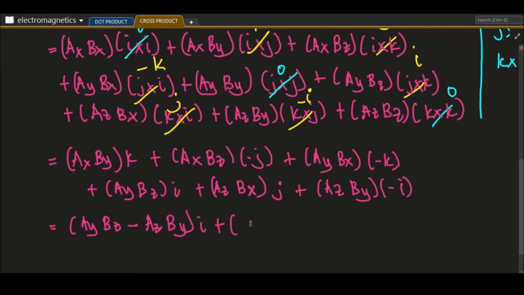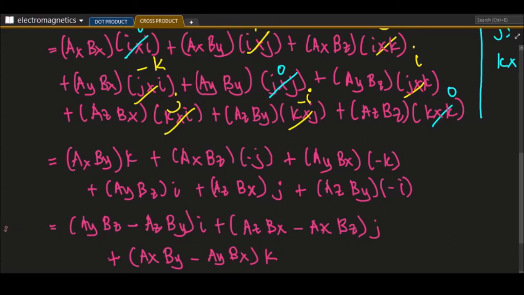We'll look for the positive j. So we have a sub z b sub x minus a sub x b sub z, times j, plus, now go for k, so we have a sub x b sub y minus a sub y b sub x, times k. And this is now the equivalent expression of a cross b.